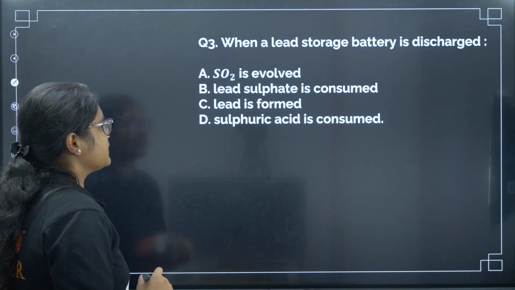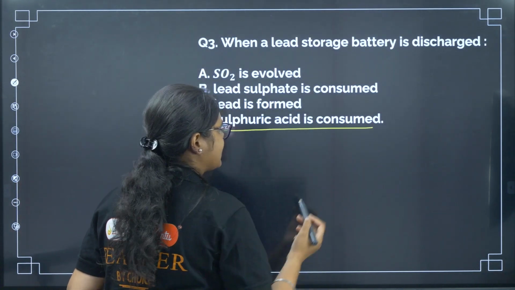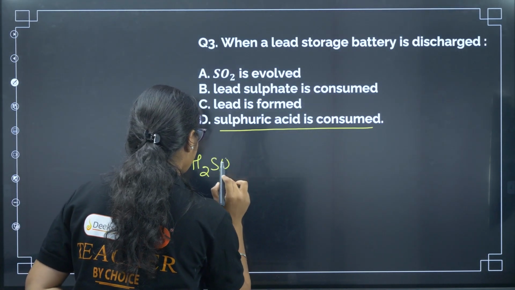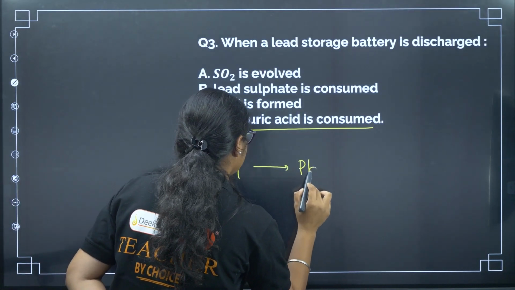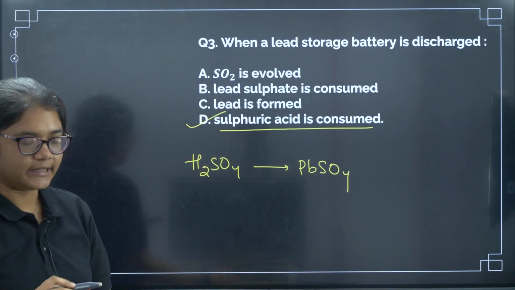Next question, question number 3. When a lead storage battery is discharged, what happens? Sulfuric acid is consumed. So here H2SO4 gets converted to PbSO4. So the correct answer for this question is option number D.